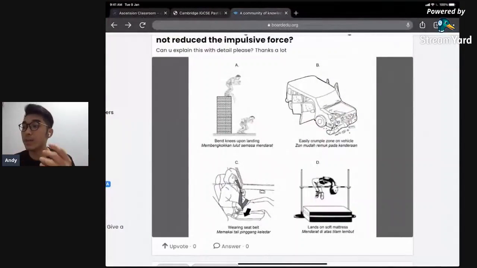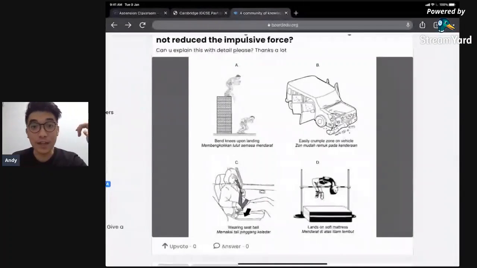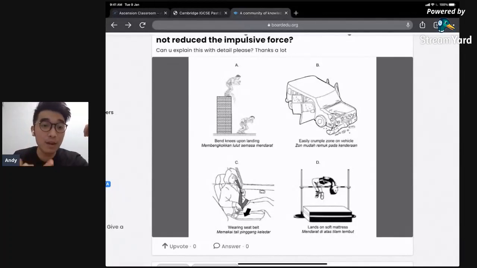If you look at the first option, A, it is quite interesting. A lot of people want to be superheroes, correct? They jump from a very high ground and land with both their feet straight. That is a bad idea because the impulsive force will be extremely high and it will break your bone. What normally happens is that when we jump off from a very high ground, we bend our knees so that it increases the time of impact. That lengthens it, which reduces the impulsive force.